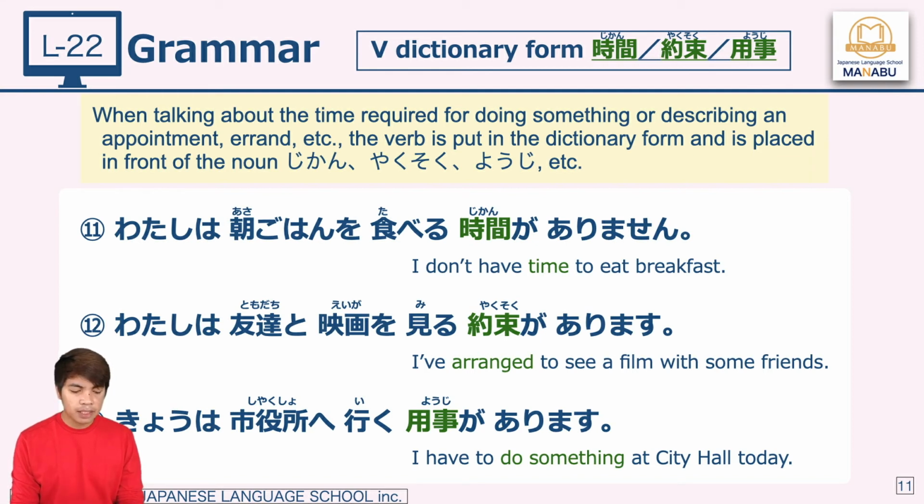Example number 13. Kyou wa shiyakusho e iku yoji ga arimasu. From the sentence, kyou wa yoji ga arimasu. Today I have something to do, or today I have an errand. So what kind of errand? An errand to go to the city hall. Shiyakusho e ikimasu, to go to the city hall. And the plain form of ikimasu is iku. Shiyakusho e iku yoji, an errand to go to the city hall.